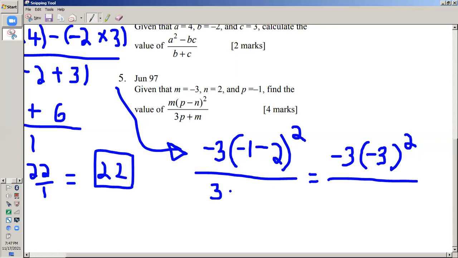Bottom piece, we get 6. No man, remember I'm at 3 now. You're explaining how to work it out. So it's 3p times -1. Hold on. Last one on there. P, what is P? P is actually -1.